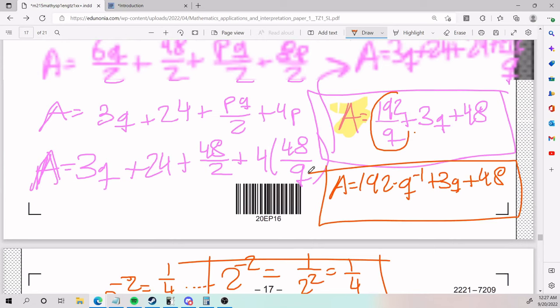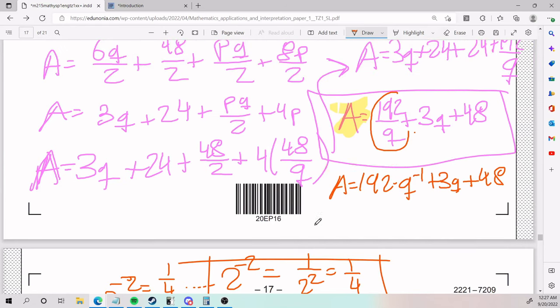So I can rewrite my original equation to this. Makes it much, much easier to do the derivative. So derivative of an exponent, it goes down in front, ¿cierto? So negative 1.